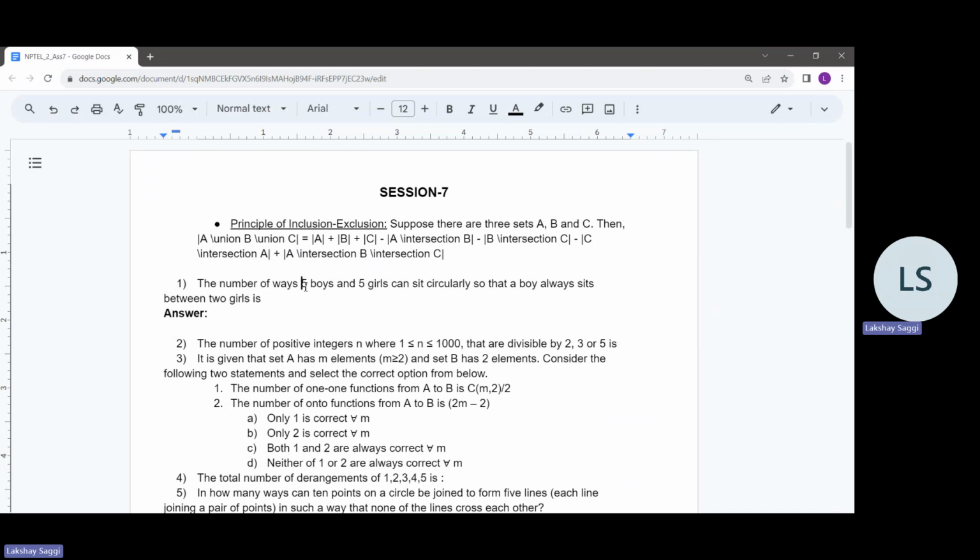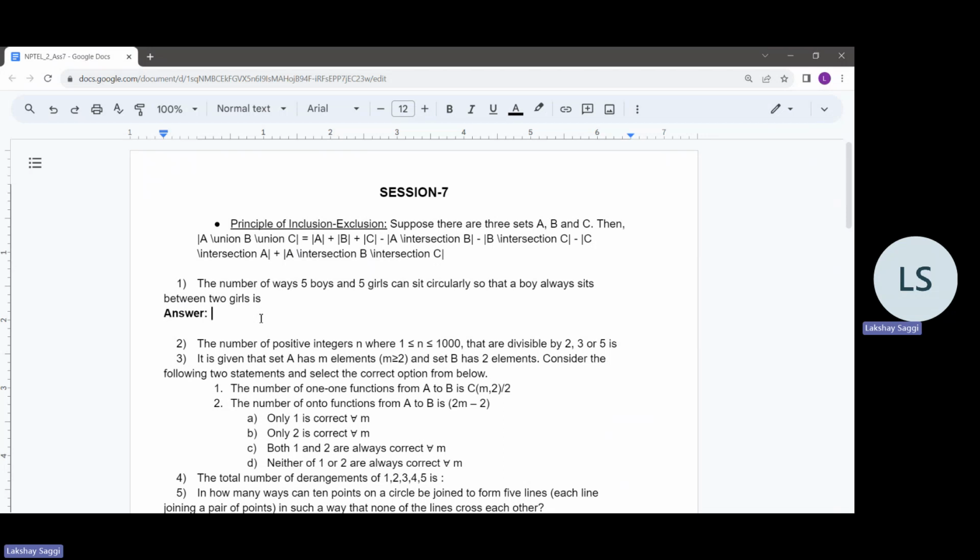So the basic question is we are given 5 boys and 5 girls. We need to make them sit on a circular table. And the only constraint is that a boy should always sit between 2 girls. So between every 2 girls, there must be a boy. It's not necessary to draw a diagram for this.